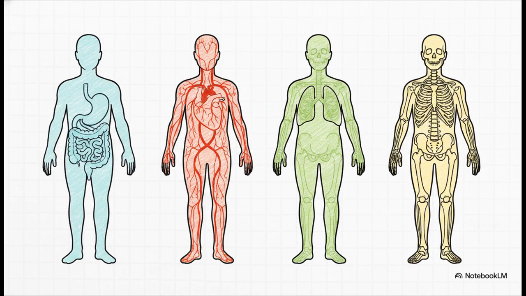To put that into perspective, just think about your own body right now. Our source material highlights several vital systems you use every second of every day. You've got the digestive system breaking down your food, the circulatory system pumping nutrients around, the respiratory system handling your breathing, and the skeletal system providing your physical structure. Every single one of these systems is a massive team of different organs, completely united under one vital bodily function.